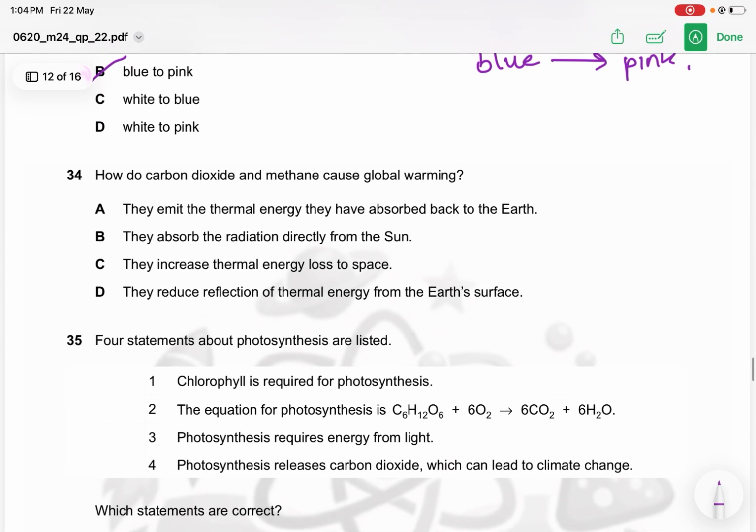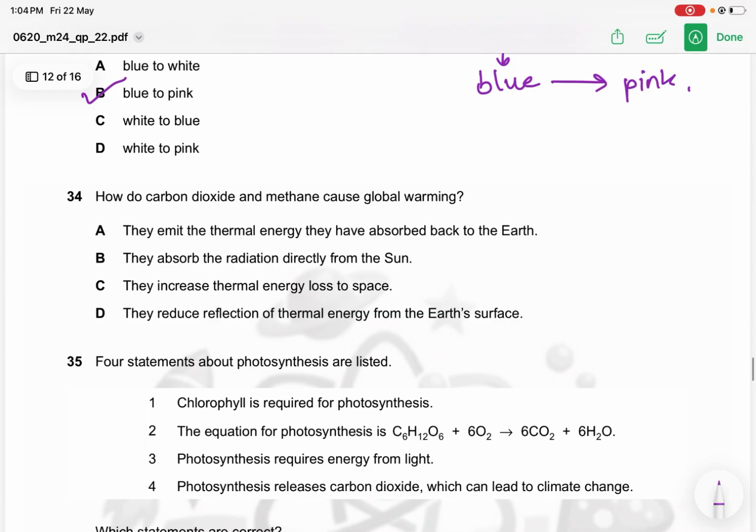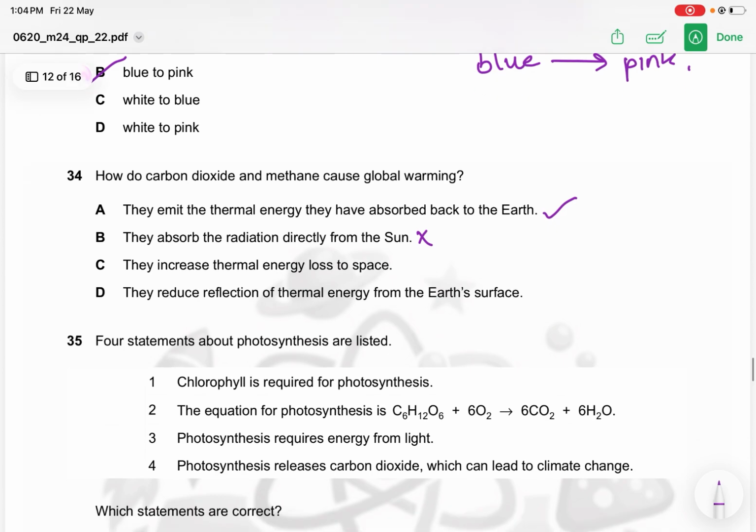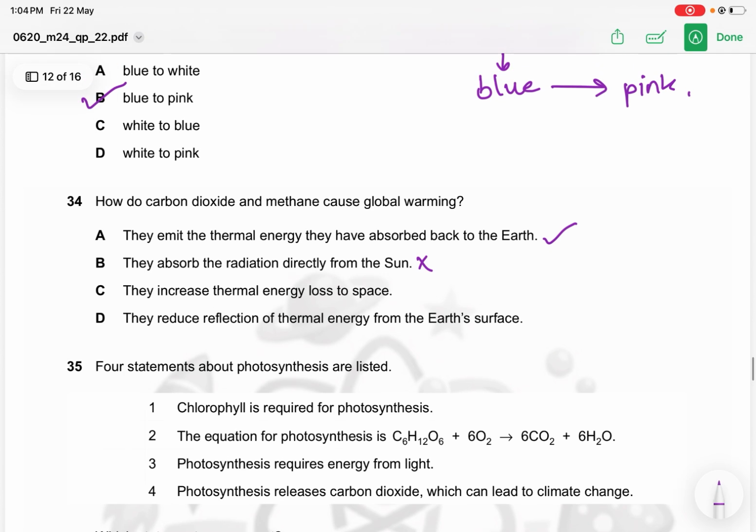How do carbon dioxide and methane cause global warming? They emit the thermal energy they have absorbed back to earth. Yeah, that is true. They absorb the radiation directly from the sun. No, they absorb the reflected rays from earth. They increase thermal energy loss to space. No. They reduce reflection of thermal energy from earth's surface. No, they do not do that. So it's A.